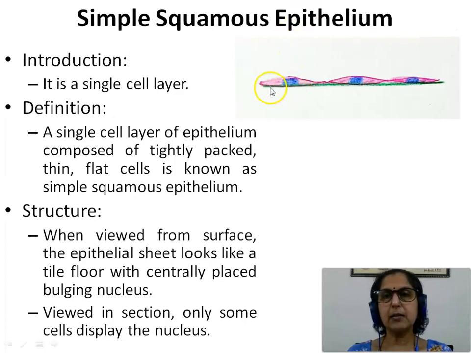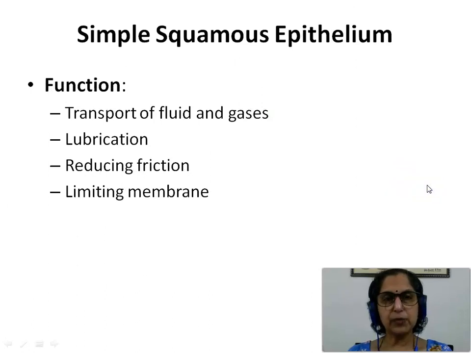So what is seen here is simple squamous epithelium. This is the basement membrane, and what we see here are flat, thin, squamous cells and bulging nucleus. This is simple squamous epithelium. What is the function of this type of epithelium? Transport of fluid and gases, lubrication, reduction of friction, and it acts as a limiting membrane. Since the cells are flat, squamous, thin cells, it helps in transport of fluids and gases.